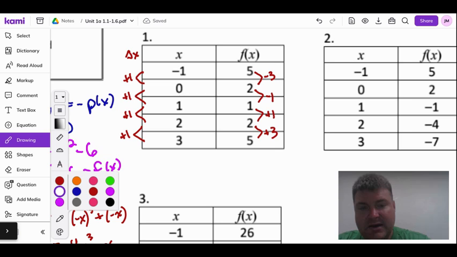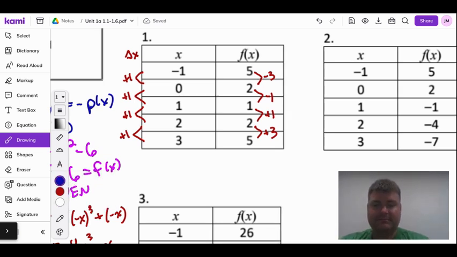Why is white even an option? Next round is blue. Go from -3 to -1, +2. Go from -1 to 1, +2. Go from 1 to 3, +2. All of those differences are constant. So that's the rate of change of the rate of change.